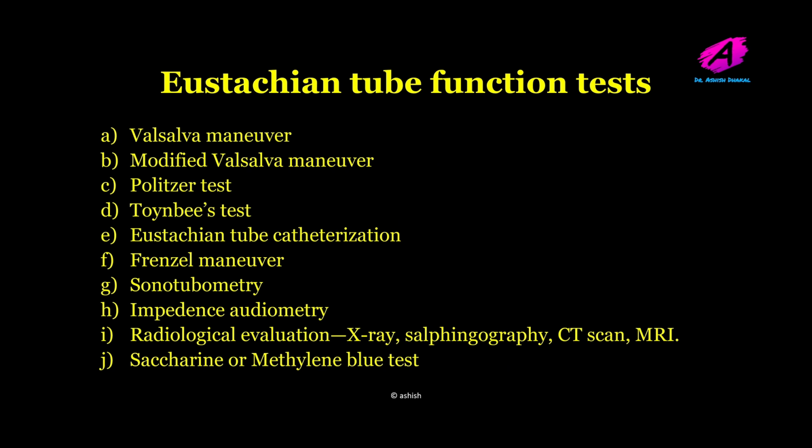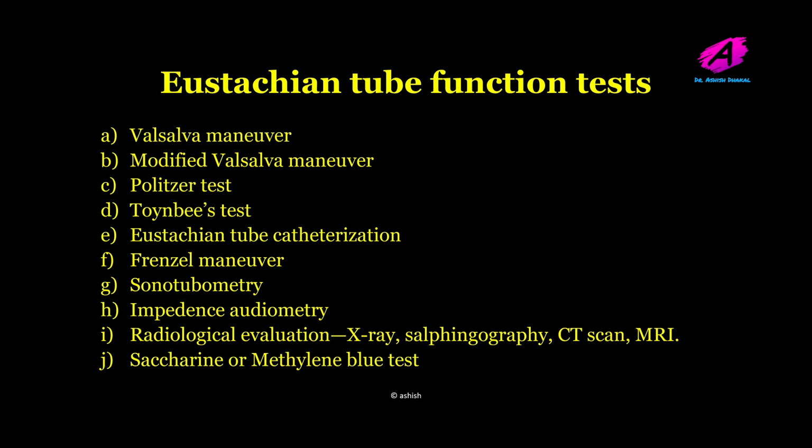Today we will be discussing Eustachian tube function tests. Eustachian tube function tests are Valsalva maneuver, modified Valsalva maneuver, Politzer test, Toynbee test, Eustachian tube catheterization, Frenzel maneuver, sonotubometry, impedance audiometry, radiological evaluation like X-ray, salpingography, CT scan or MRI, and saccharine or methylene blue tests.